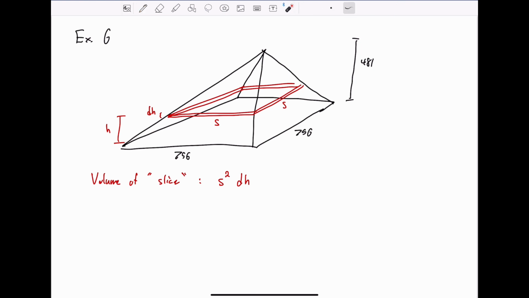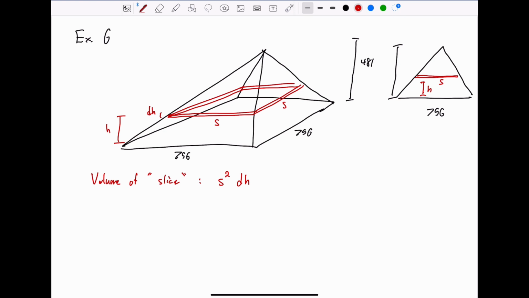Imagine taking a cross-section now vertically. Imagine slicing vertically into this pyramid. If you do, you'll get a triangular cross-section that looks something like this. The base here is 756. The height is still 481, the same height. And now we're looking at a slice occurring somewhere in the pyramid. The slice is at a height of h, and the width of the slice is s. Okay, let's talk real quick about the idea of similar triangles.